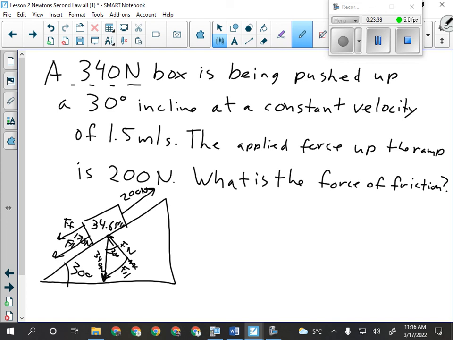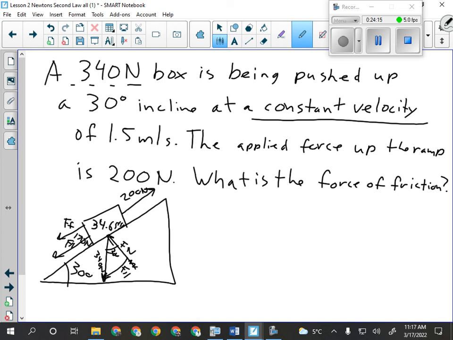This is the trick to this question. It's being pushed up the plane at a constant velocity. Thus, its acceleration is 0. And mass times acceleration is net force. Well, since the acceleration is 0, the net force is also 0. That's an important thing to know, because now that also tells me that if I add all these forces up, I get 0.